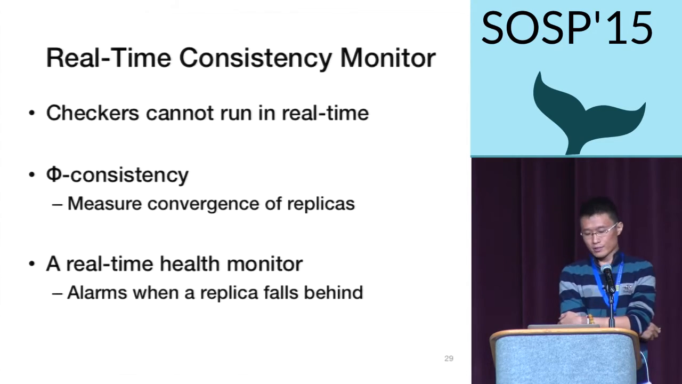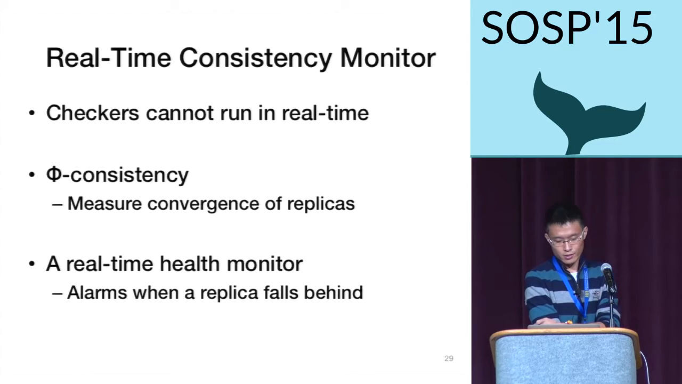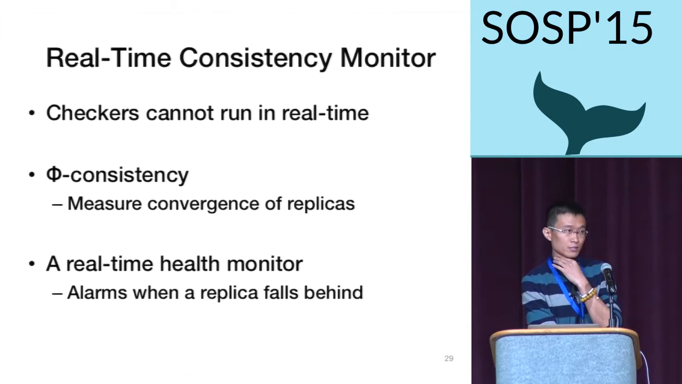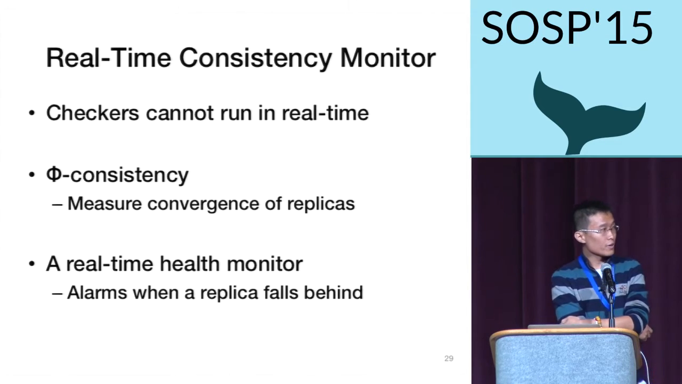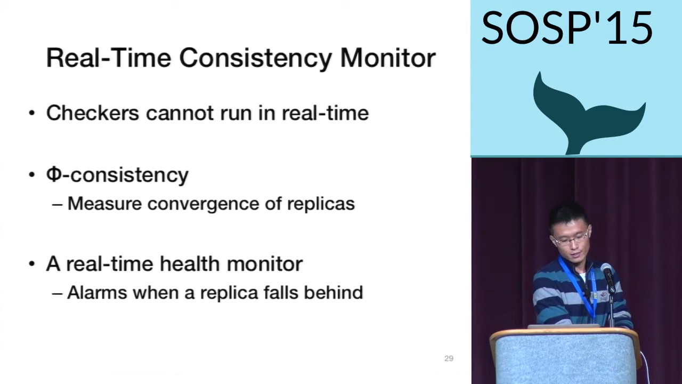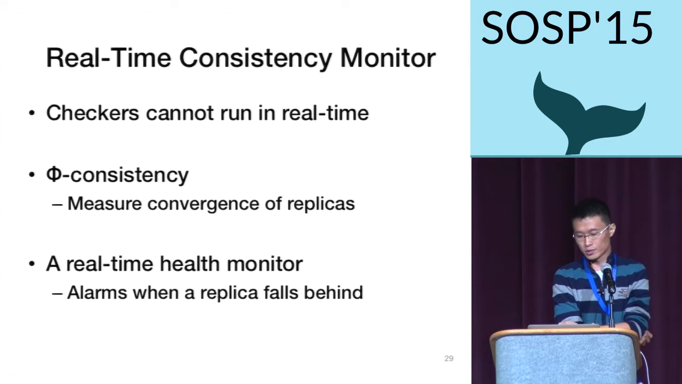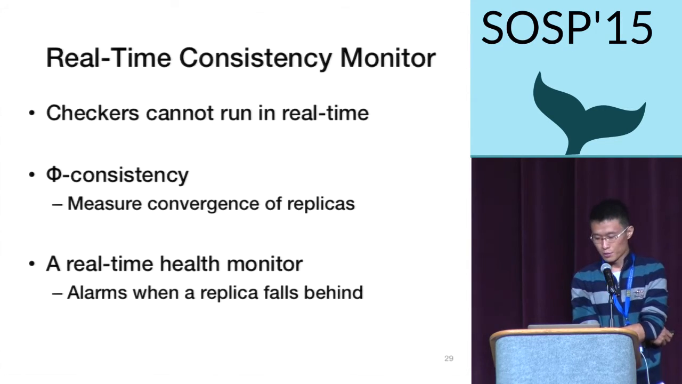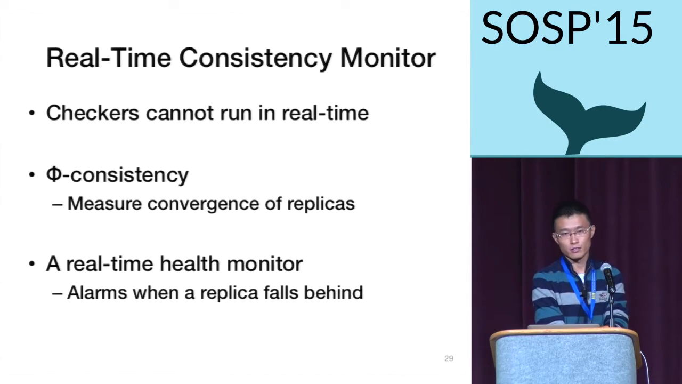So before concluding this talk, I'd like to mention something that's really interesting, but unfortunately I didn't have time to talk about it in detail. One limitation of our anomaly checkers is that they cannot check anomalies in real time, because collecting trees and running anomaly checkers on top of trees in real time would be equivalent to implementing a stronger form of consistency on top of TAO.